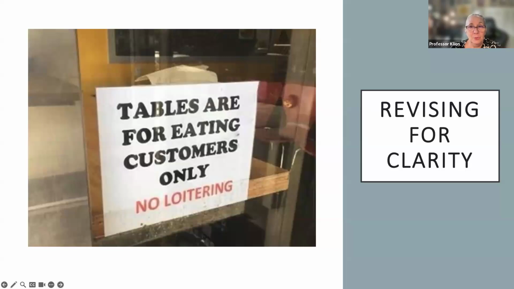Because if not, you do things like this. You write something like tables are for eating customers only. Hopefully that restaurant doesn't eat customers, nor do their clientele eat customers. When you read something on a computer, that's really easy to miss. So I really recommend that you print your paper out so that you can catch things like this.